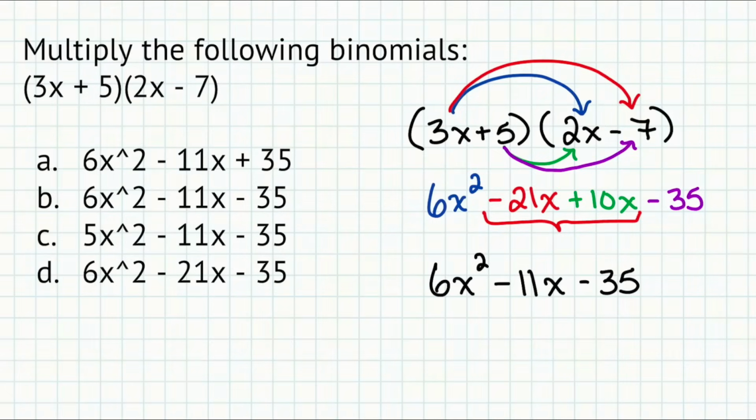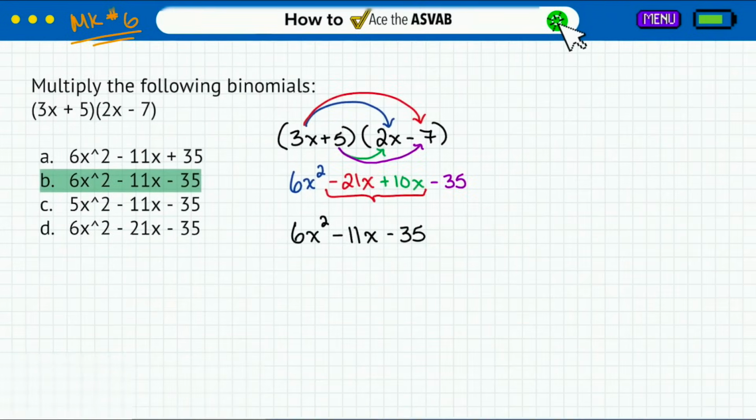Booyah. We take a look at our answer choices. 6x squared minus 11x minus 35. That's going to be answer choice B. Booyah, my party people. So again, that's going to be polynomial distribution and combining like terms. Let's go ahead and keep moving.